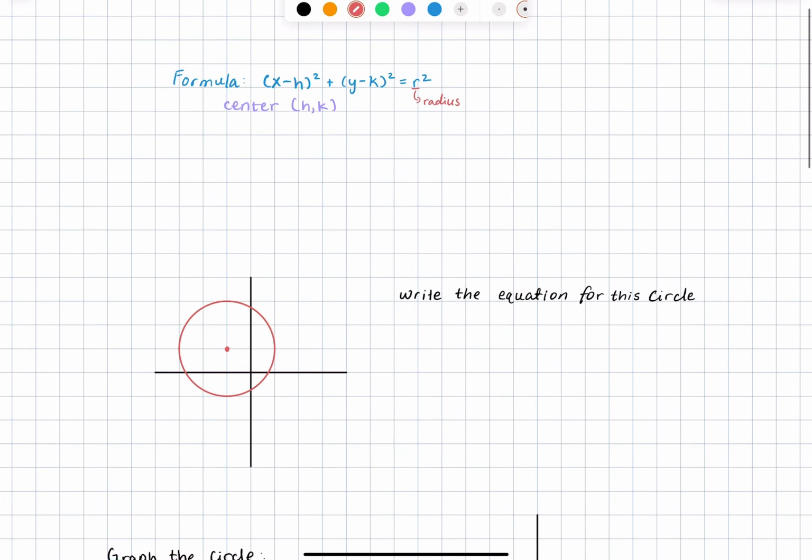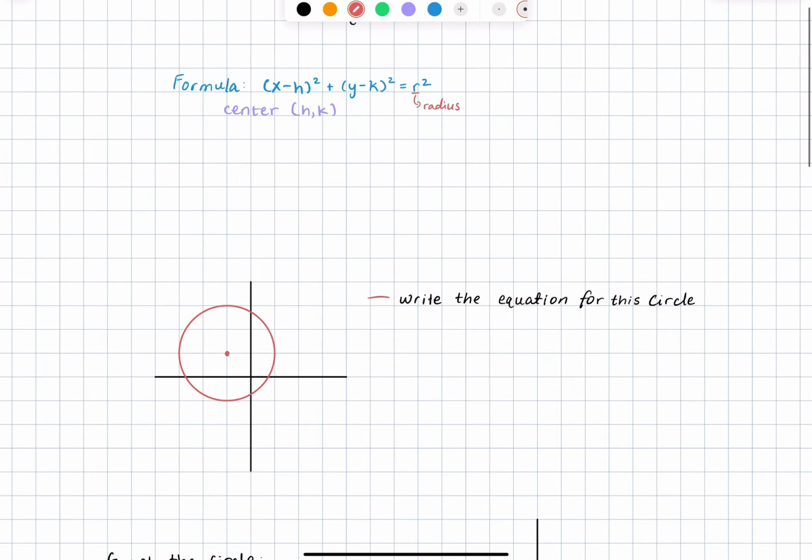Let's jump right in. We have the prompt saying, write the equation for this circle. Let's start off by finding the center. Our center is the middle of the circle, which is right here, and that is at (-1, 1). So my center is (-1, 1). Next, we have to find the radius. My radius is how far away the outer edge is from the center in a straight line.